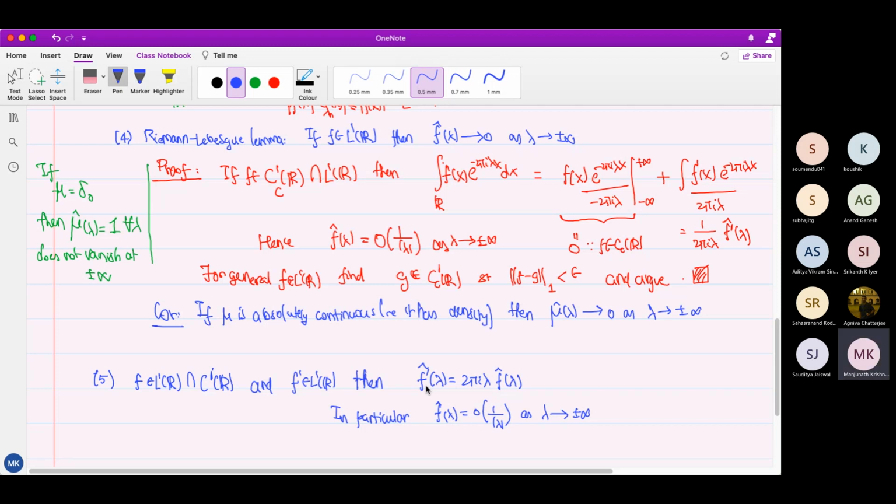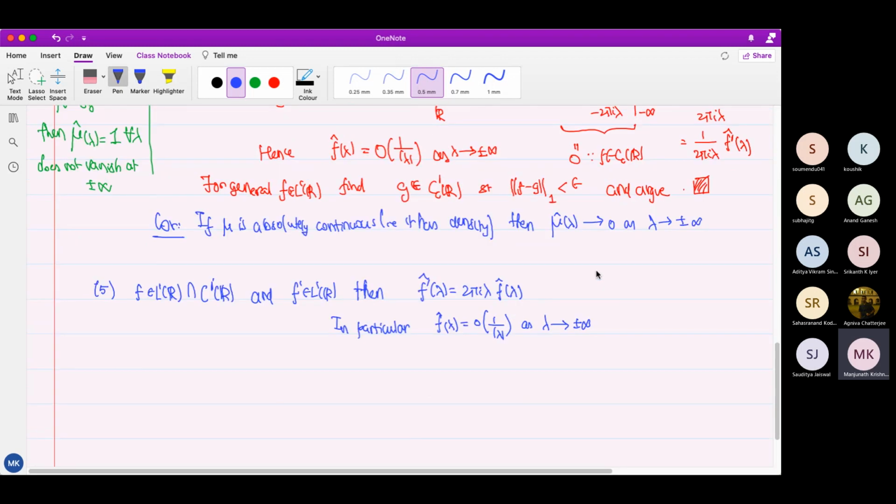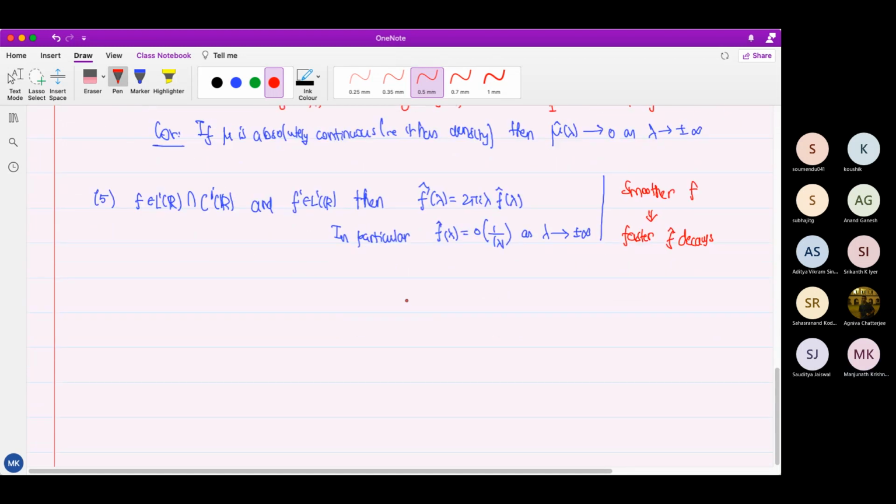So this is actually f dash, f hat will decay faster. So this is again coming back to that theme that I was mentioning. The smoother f is, the faster f hat decays. Yes, and the converse is also true. Yes, the smoother the f is, both ways it is true.